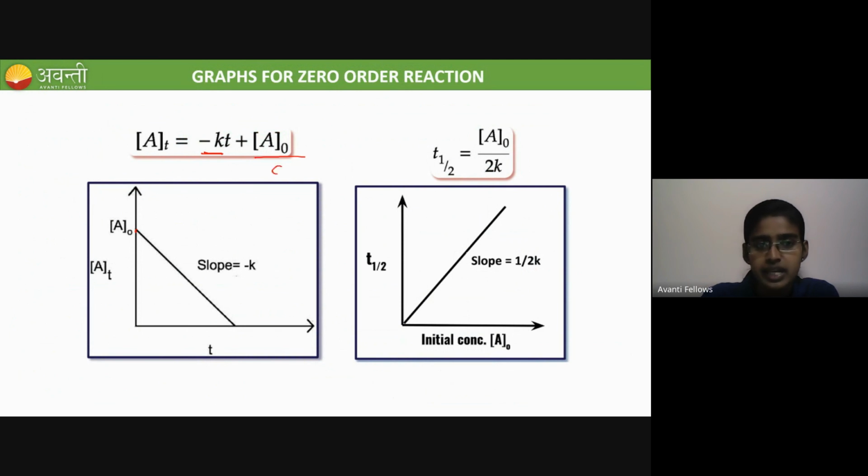And A naught is the intercept, and here minus K is the slope, for At versus time. And for t half versus concentration, you see t half and concentration are directly proportional. For a zero order reaction, half-life is dependent on the initial concentration. So if one increases, the other also increases. So we have a positive slope with 1 by 2k. The line is going from 0 to the right side. Positive slope.